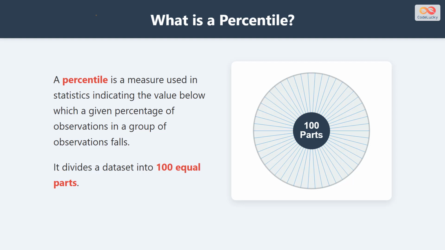A percentile is a way to rank data. The word comes from percent, meaning per 100. Imagine taking all your data points and dividing them into 100 equal parts. A percentile tells you the value below which a certain percentage of the data falls.